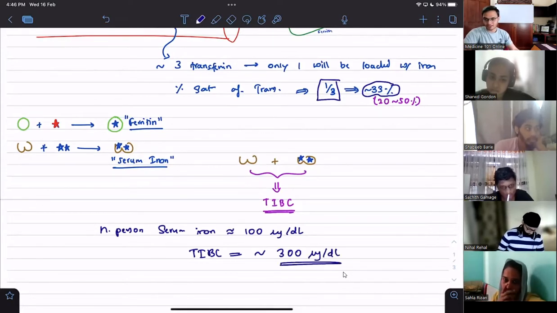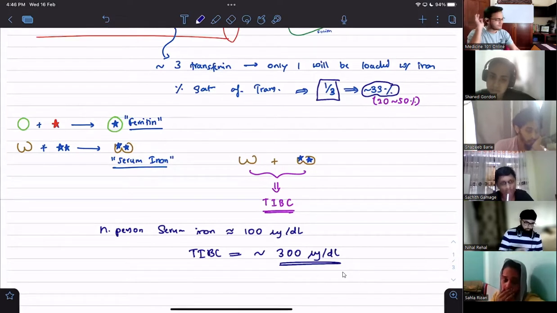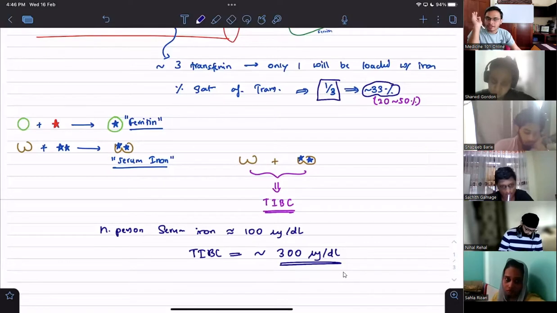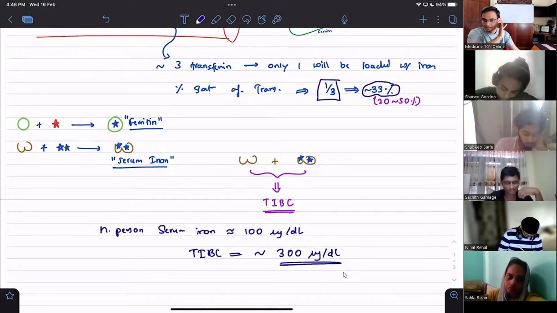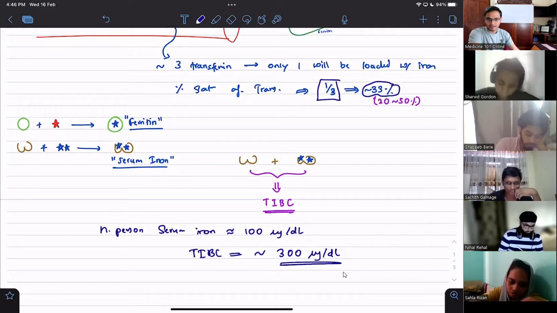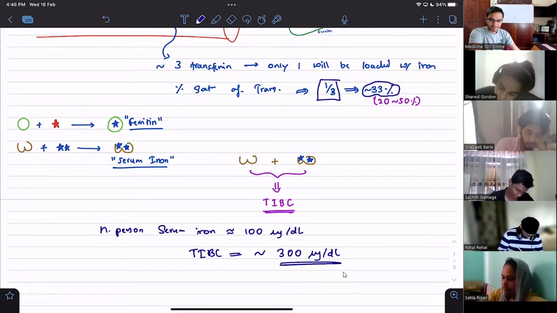Did everyone understand? Very fine point, very important to understand. If you don't get that, it's difficult to understand the iron profile. Understood? Give me a thumbs up. Let me see your faces. All good, right? Okay.